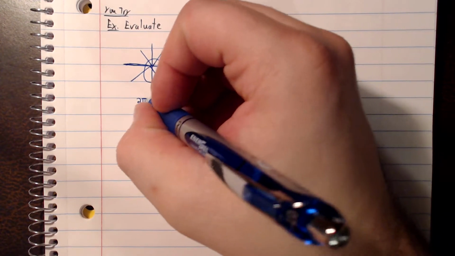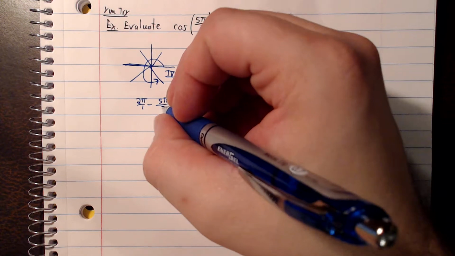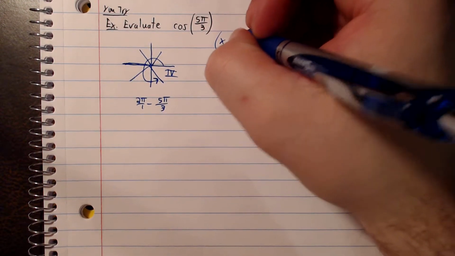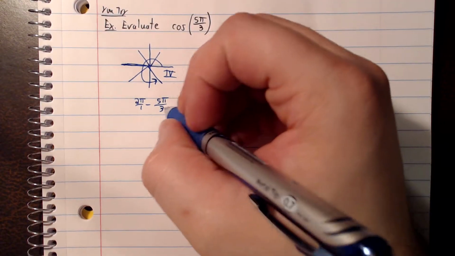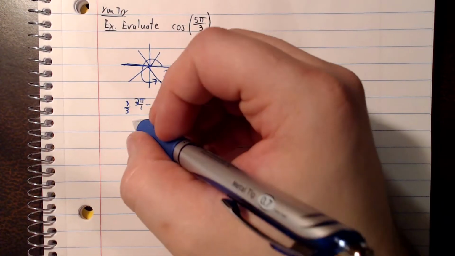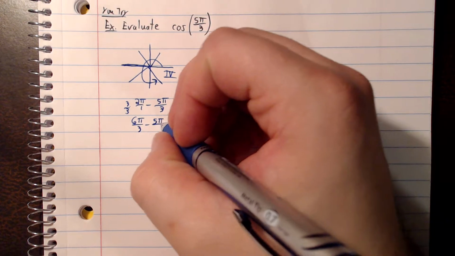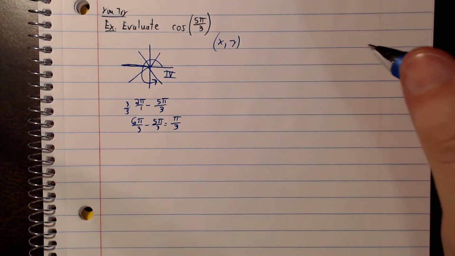So 2 pi over 1 minus 5 pi over 3. We also want positive x and negative y. I'm just going to make that note here. Okay, in order to make these match, we multiply by 3 over 3. So that's 6 pi over 3 minus 5 pi over 3 is plain old pi over 3.